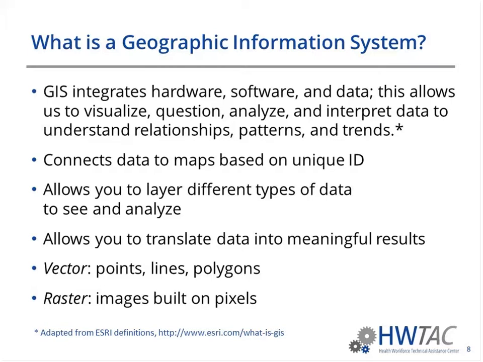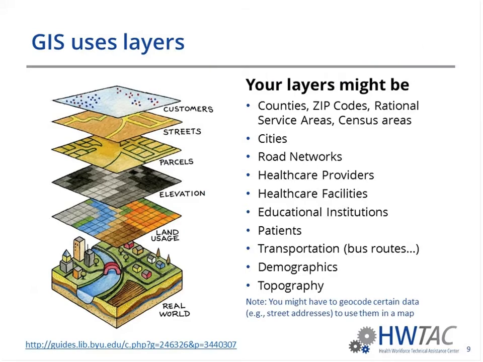As I mentioned, GIS uses layers. You can bring in all sorts of layers. So in our world, your layers might be counties and zip codes. You might have your own rational service areas in your state. You might use census areas like census tracts. You might put in cities that are points, or maybe your cities are an area. You could bring in road networks, highways, interstates, back roads, healthcare professionals, healthcare facilities.